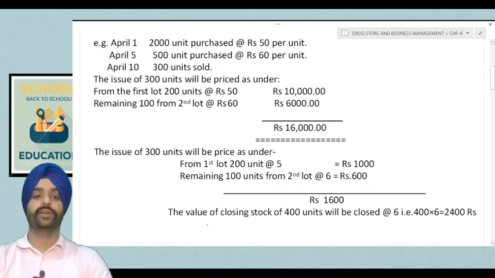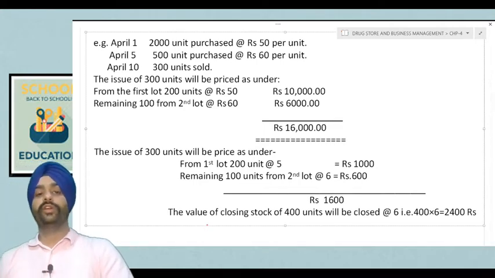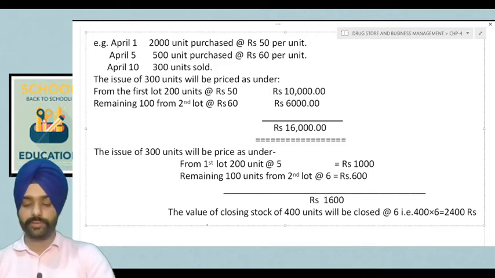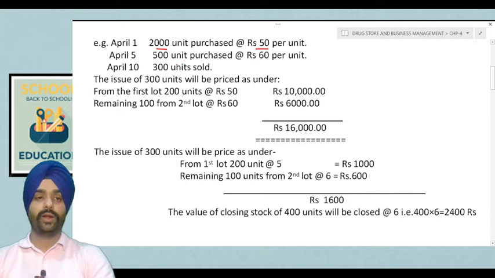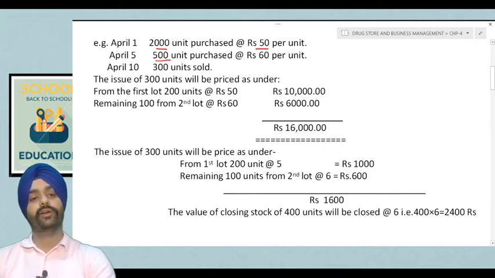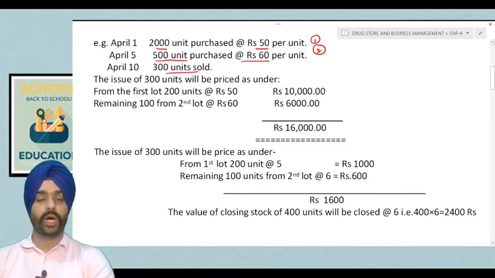Now let us consider an example. For example, on 1st of April, 2000 units were purchased at rupees 50 per unit. Then on 5th of April, 500 units were purchased at rupees 60 per unit. Now these are the two lots, 1 and 2. On April 10th, 300 units were sold. How will they be sold?